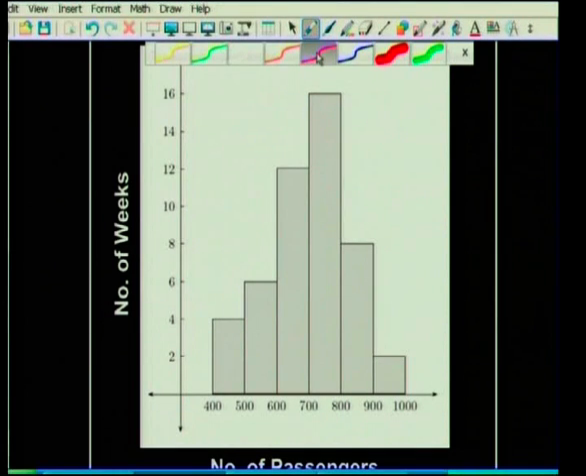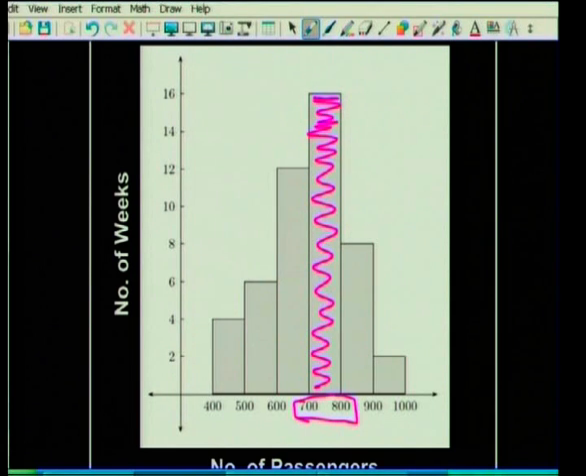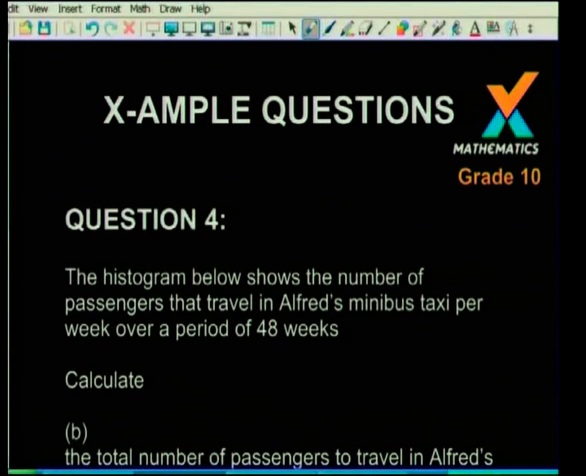So let's have a look. It seems very, very obvious that the modal interval is this one, which I'm going to color in pink, and that is from 700 to 800. Very quick, easy visual question. Let's have a look at the next one.